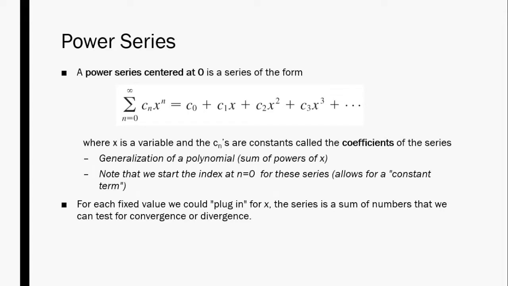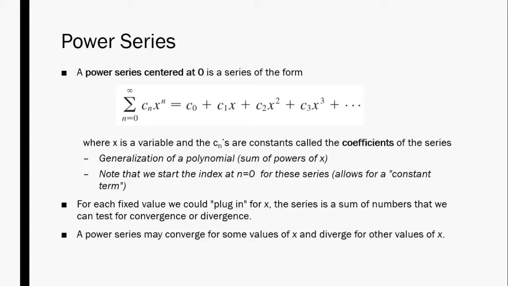Now, for each fixed value of x you could plug it into this expression, and then you'd have some series of the form c sub n times that particular number to the n, and that's a sum of numbers, and you could determine whether that series converges or diverges. For instance, we could plug in 2 for x, so c sub n times 2 to the n, look at the sum of that for n going from 0 to infinity, and see if that series converges.